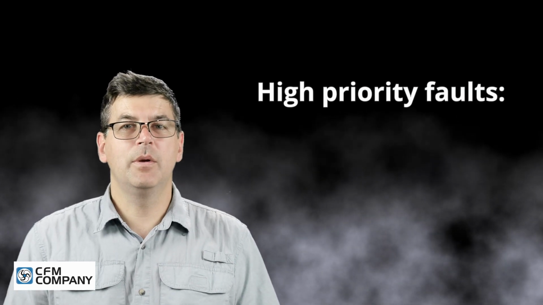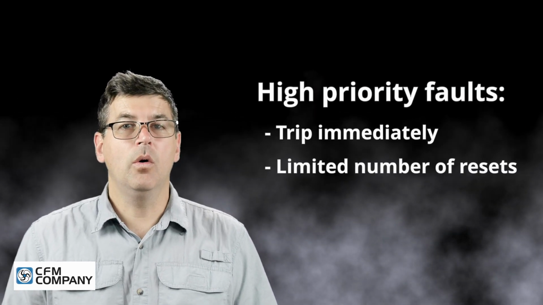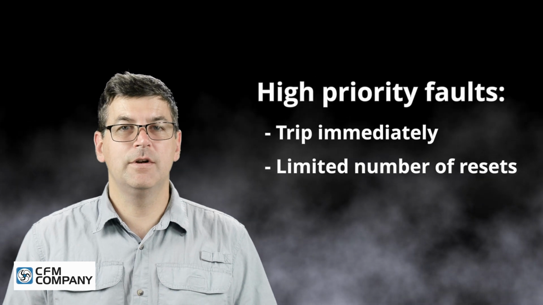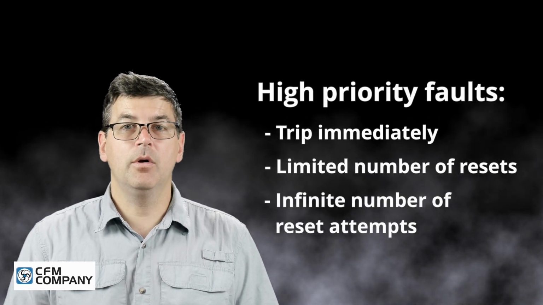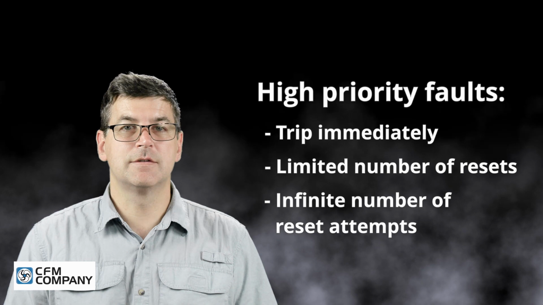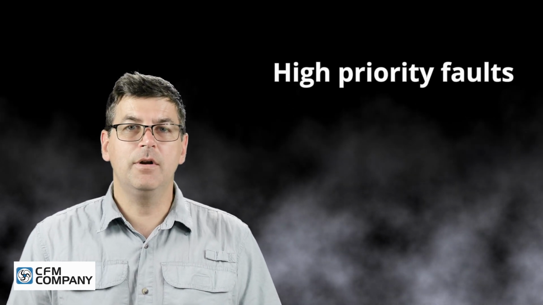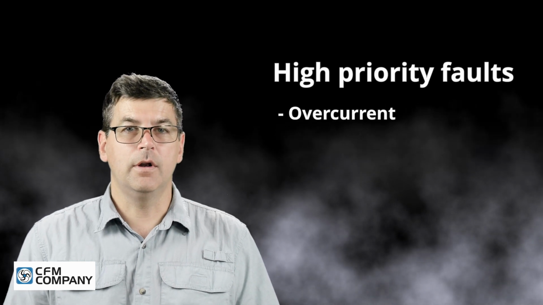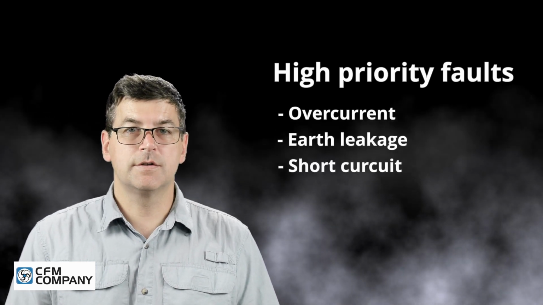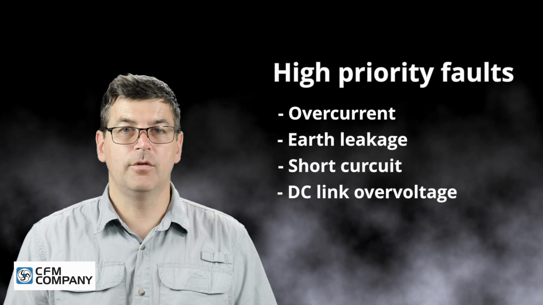High priority faults can be programmed to trip immediately, or can be programmed to a limited number of reset attempts, or can be programmed for an infinite number of reset attempts, which provides a true run-to-destruction function. High priority faults include overcurrent, earth leakage, short circuit, and DC link overvoltage.